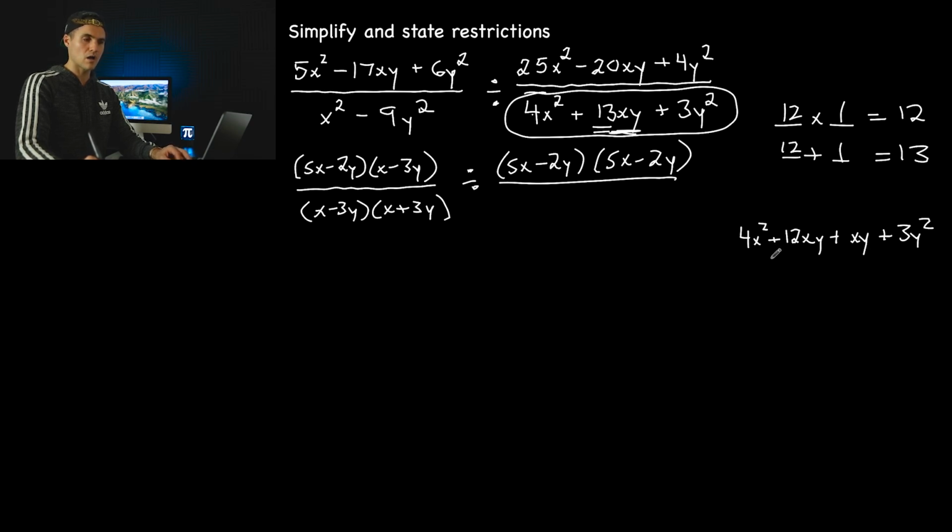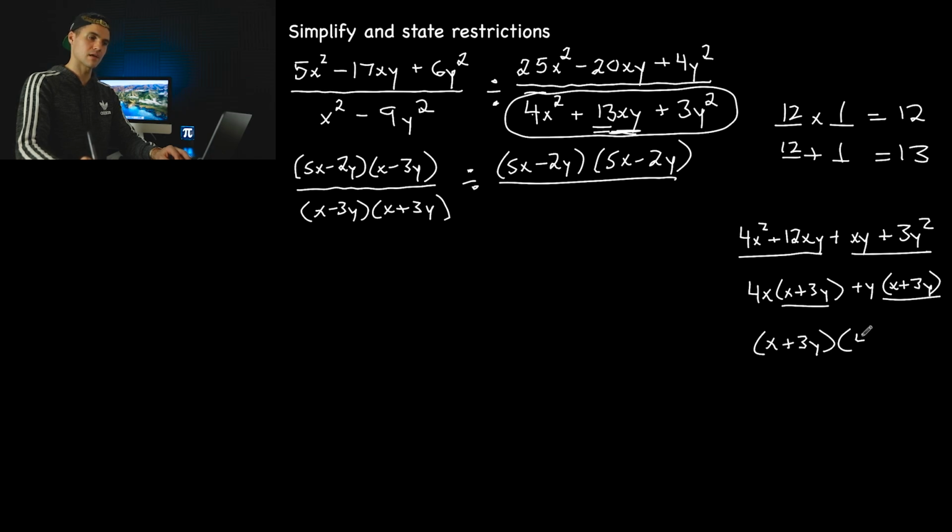Now, what do we have to do? Factor by grouping. I could take out a 4x from these two, so I'd have x plus 3y. And then from these two, I could take out a y, and I'd be left with x plus 3y. Then I could take out an x plus 3y. I'd be left with 4x plus y, like that, right? So we end up having x plus 3y, 4x plus y, like that.